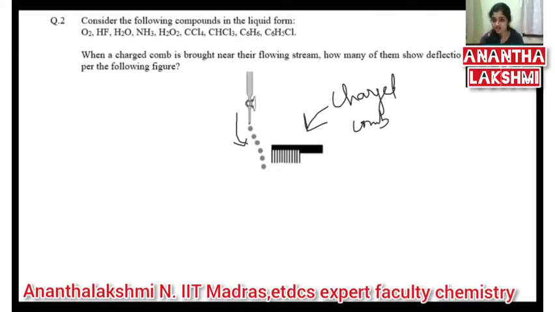This is pretty easy. First of all, you should understand why they are showing deflection. It is because of the electrostatic force of attraction. Like charges repel, unlike charges attract. That is something we learn in 9th standard in the science textbook, right? It's pretty straightforward.